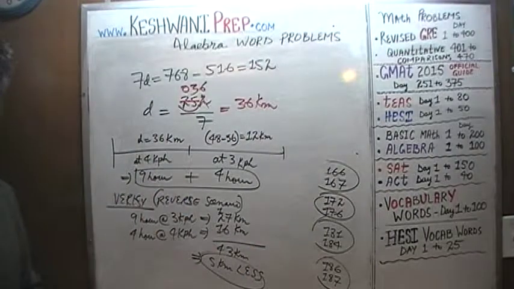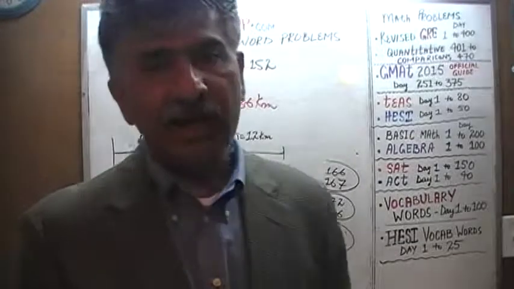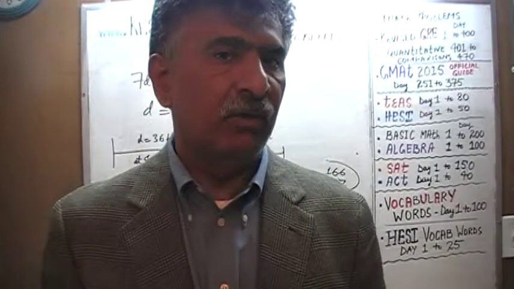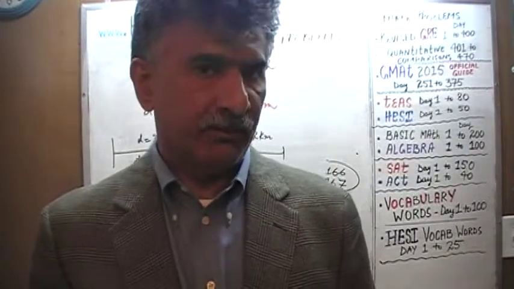We traveled a total of 13 hours. We spent 9 hours at the faster speed, and then we slowed down the last 4 hours at the slower speed of 3 kilometers per hour.